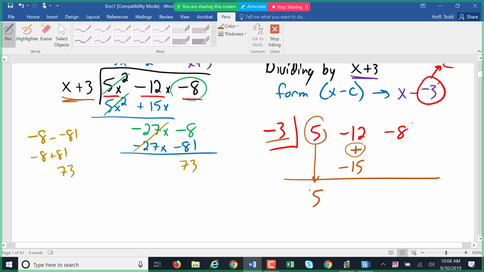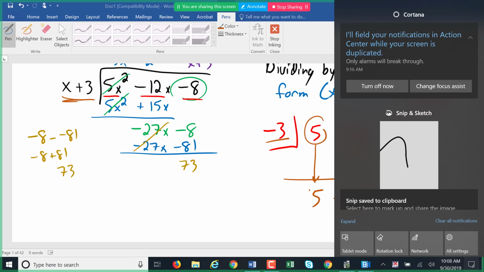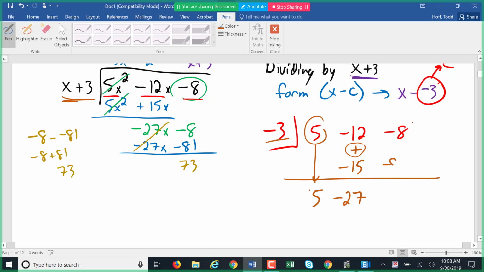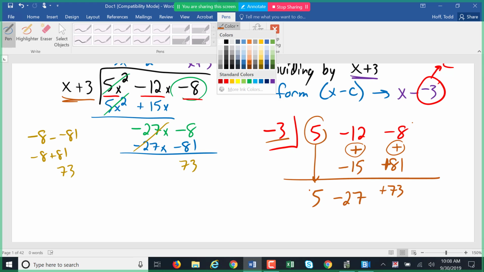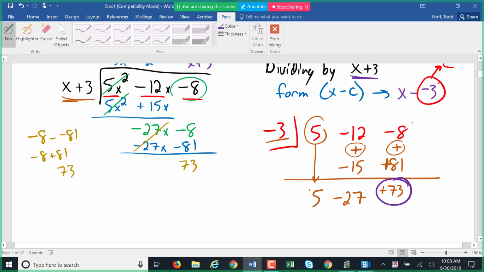Negative 12 plus a negative 15 is a negative 27. Negative 27 times negative 3 is a positive 81. Sorry about that. And then we are adding there. Negative 8 plus 81 is a positive 73. The last number is our remainder. If it divides out evenly, that'll equal 0.